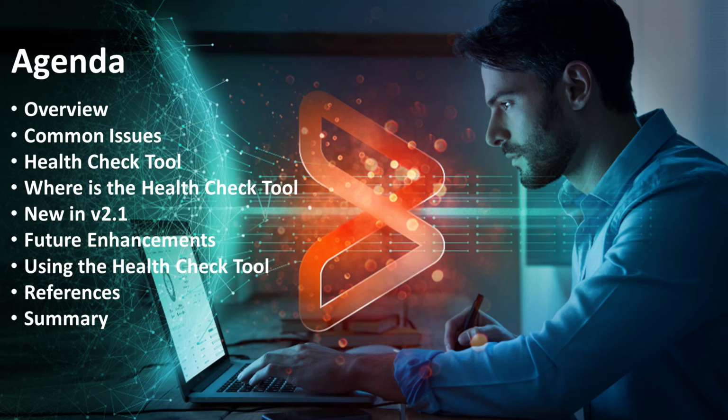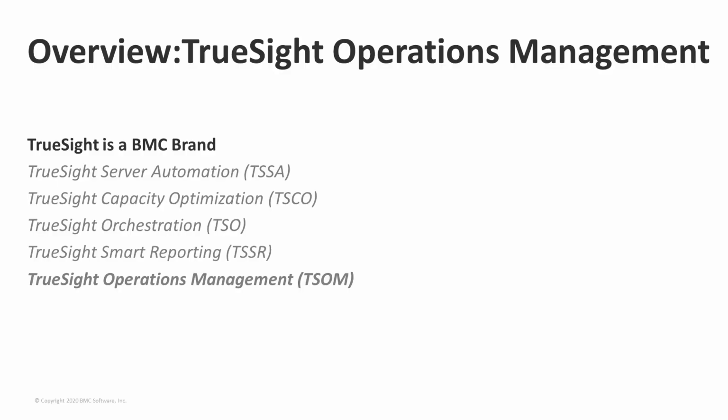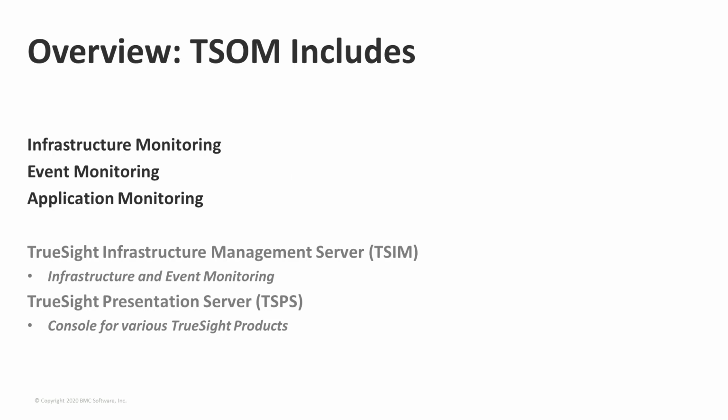First of all, though, we will look at what TrueSight Operations Management is, should you just call it TrueSight, and some of its architecture. TrueSight is actually a BMC brand name that covers an array of products such as server automation, capacity optimization, orchestration, smart reporting, and of course TrueSight Operations Management that our session is about today. TrueSight Operations Management combines some of the aforementioned products, and it enables IT departments to monitor the performance and availability of the infrastructure and applications that comprise their services.